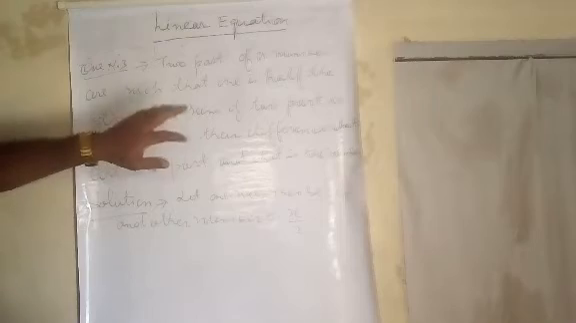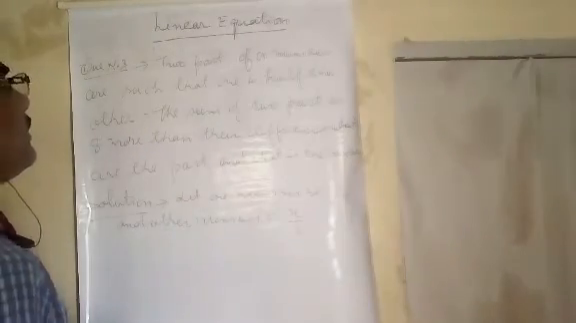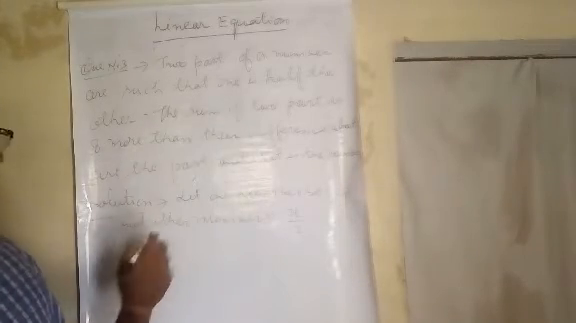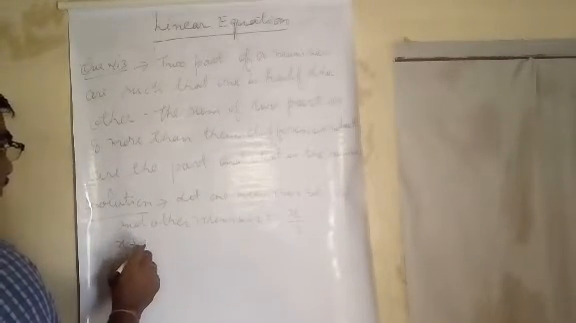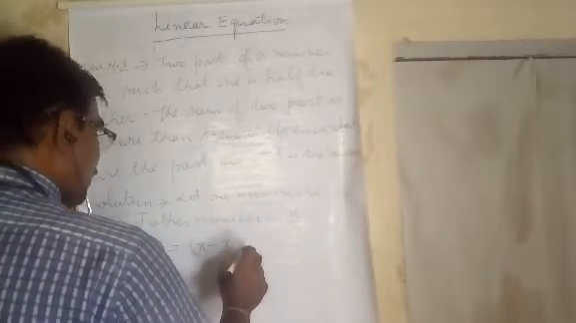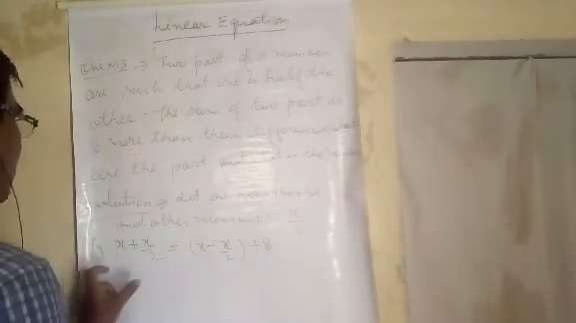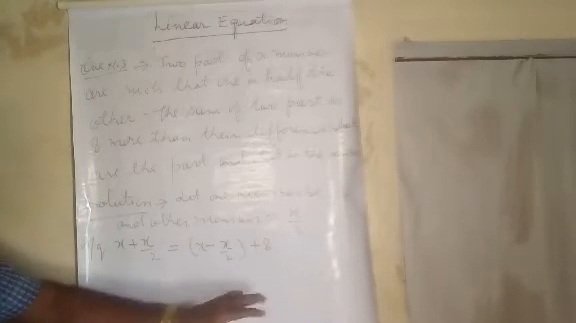Now the other statement of this question is: the sum of two parts is 8 more than their difference. The sum of two parts, x plus x by 2, is 8 more than their difference. It means x minus x by 2 plus 8. Difference means subtraction, x minus x by 2. Sum is x plus x by 2.